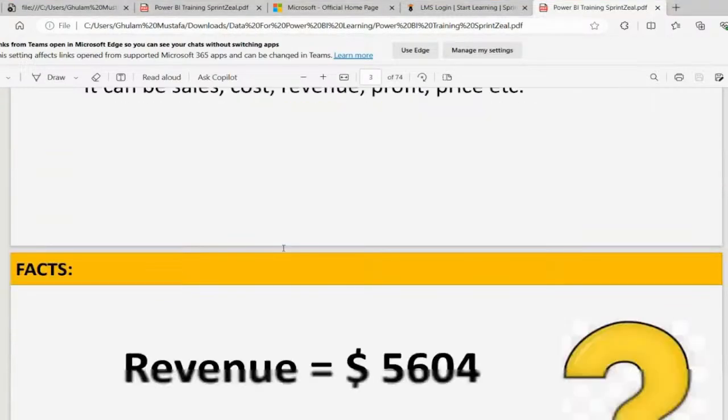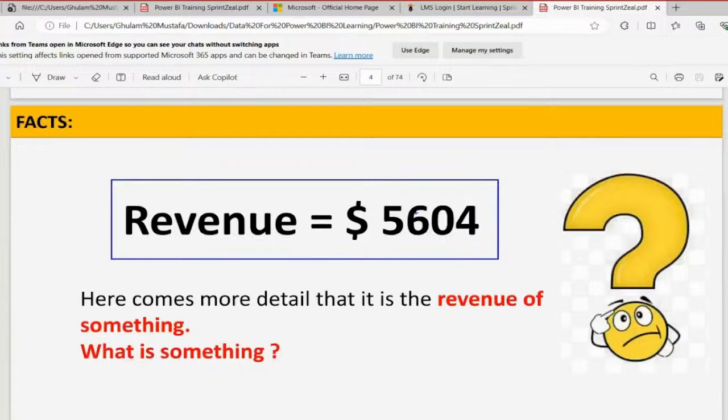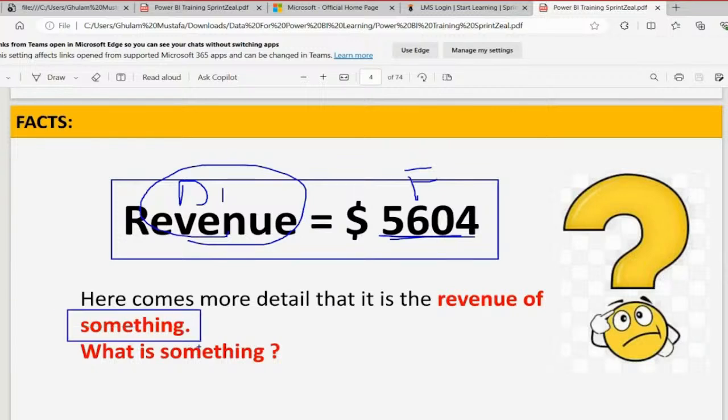In the next phase, I say, okay, this is the revenue. Now I'm getting a clearer picture because I applied a dimension to my fact. Now I'm pretty clear that this is the revenue. But it is still unclear: revenue of what? Revenue of India, revenue of the entire world, revenue of Mustafa, revenue of Sprintzeal, revenue of SAP. We can say this is the revenue of something, and something could be anything.